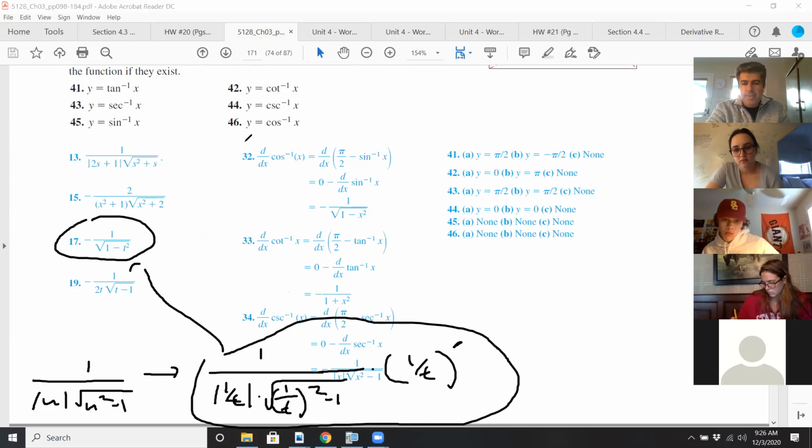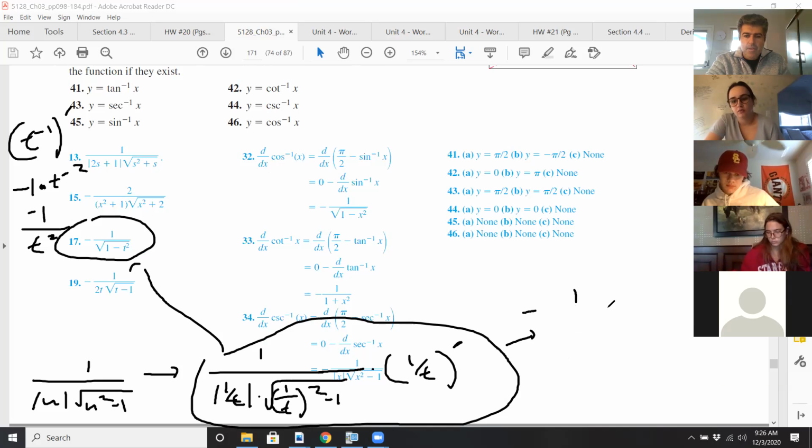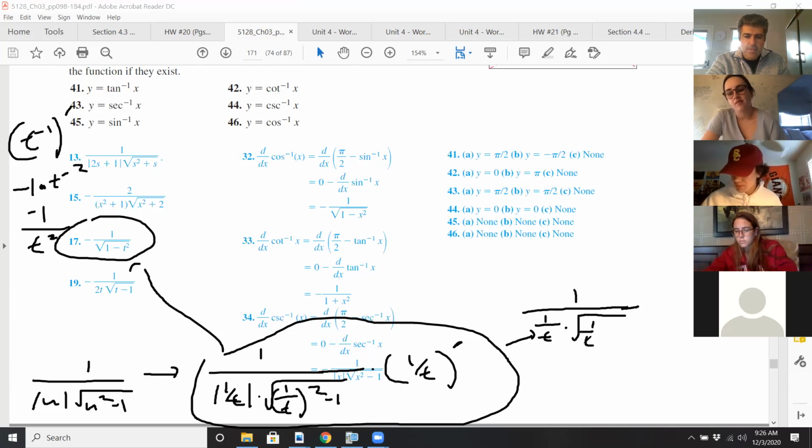Well, first of all, 1 over t is t to the negative 1 power, right? So the derivative is negative 1 times t to the negative 2 power, or negative 1 over t squared. So that's what I'm going to do over here. I'm going to have 1 over t. I'll get rid of the absolute value because things are going to cancel anyway, times the square root. That's going to be 1 over t squared, and minus 1, or I'll say minus t squared over t squared.